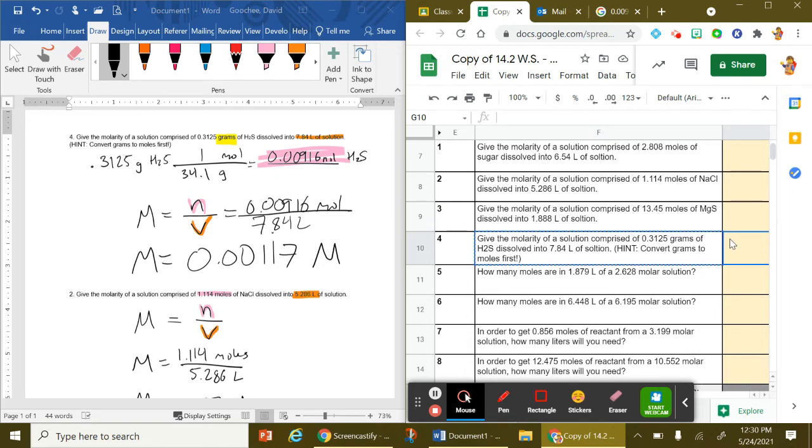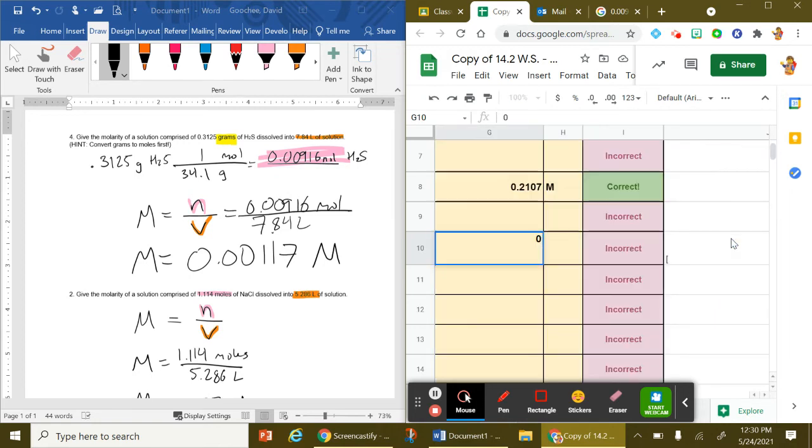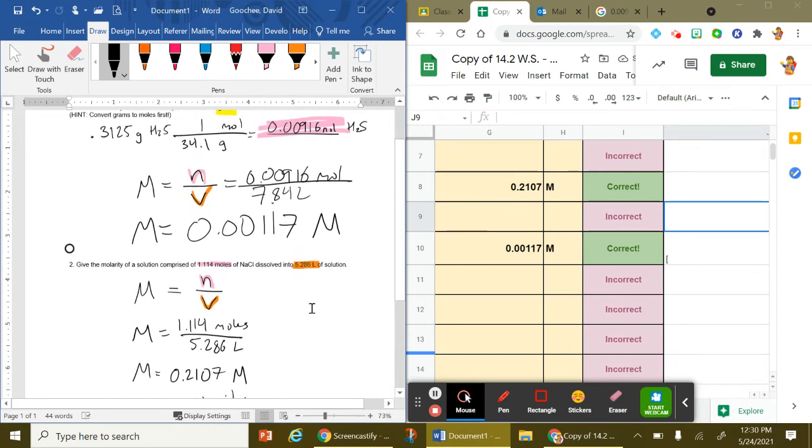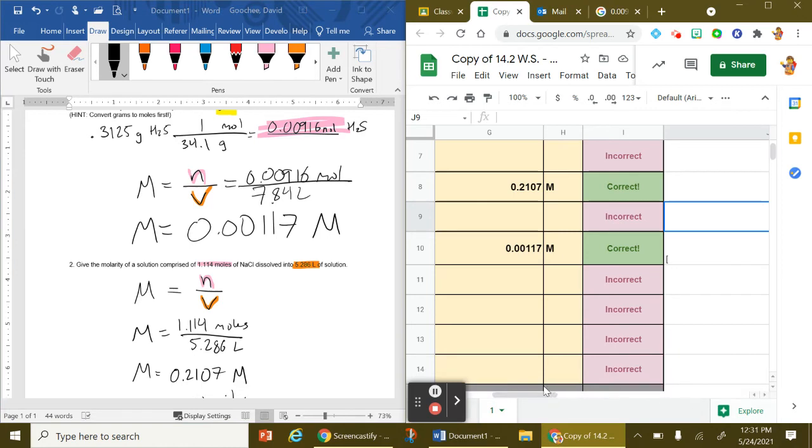All right, so 0.00117. Hey, I did it. All right, so there we go. That is the concentration of that solution right there. Okay, cool. That was probably the trickiest one.